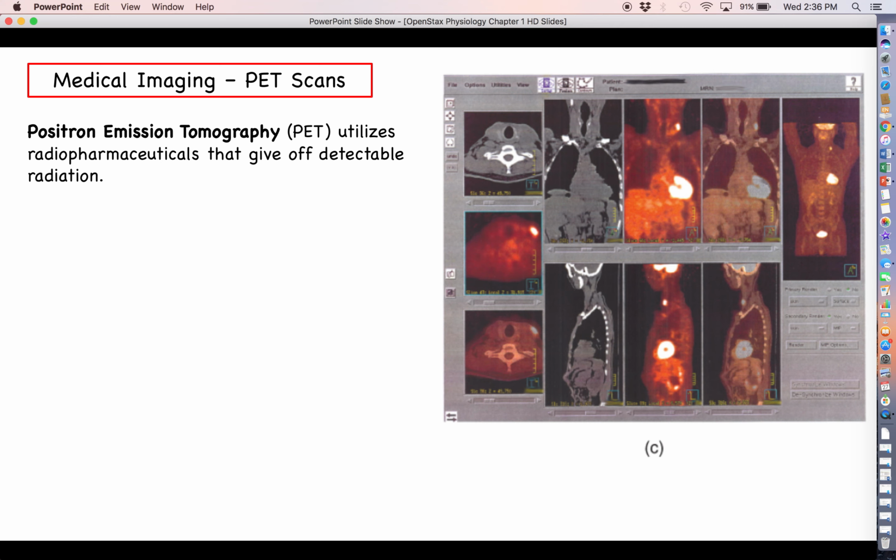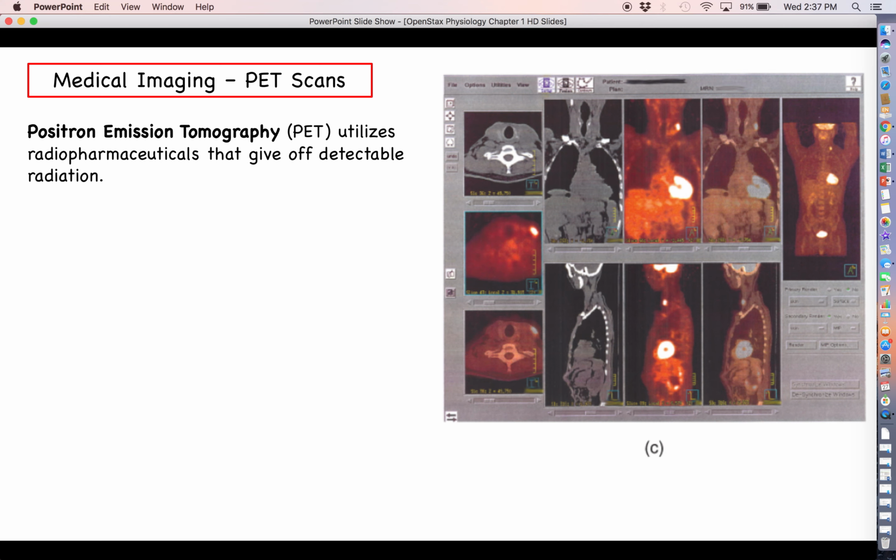So PET scans is probably my favorite, as a physiologist, I find it most interesting because this is a type of imaging technique that can give physiological insight rather than just anatomical insight. So what the PET scan, or positron emission tomography scan, does is it utilizes some type of radiopharmaceutical that gives off radiation on its own.